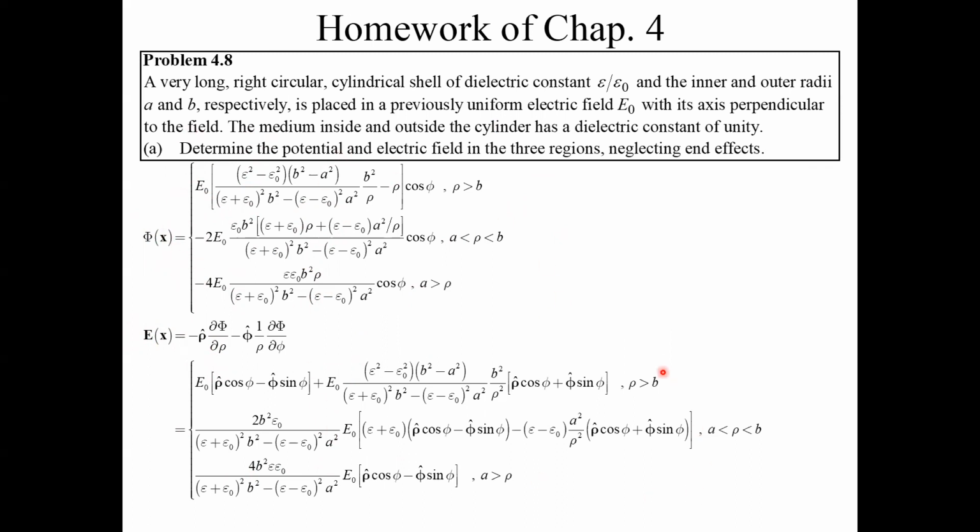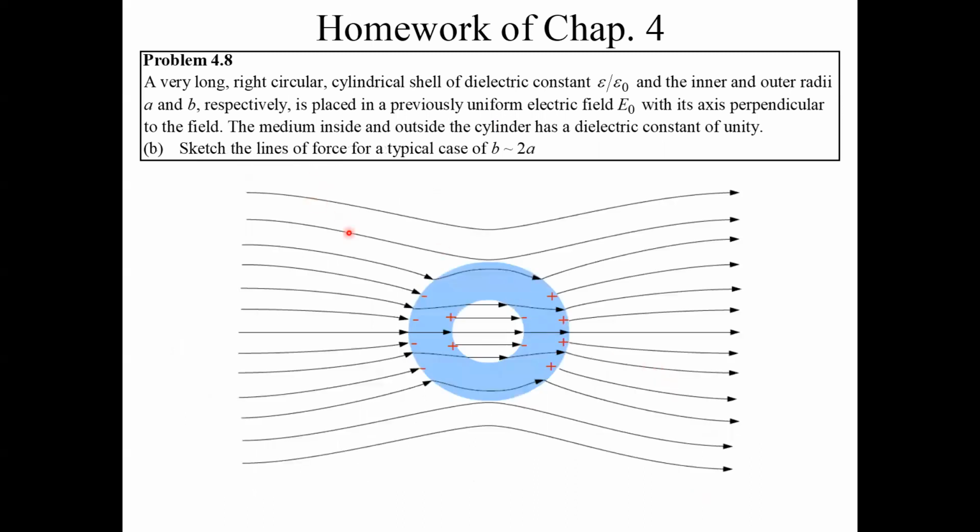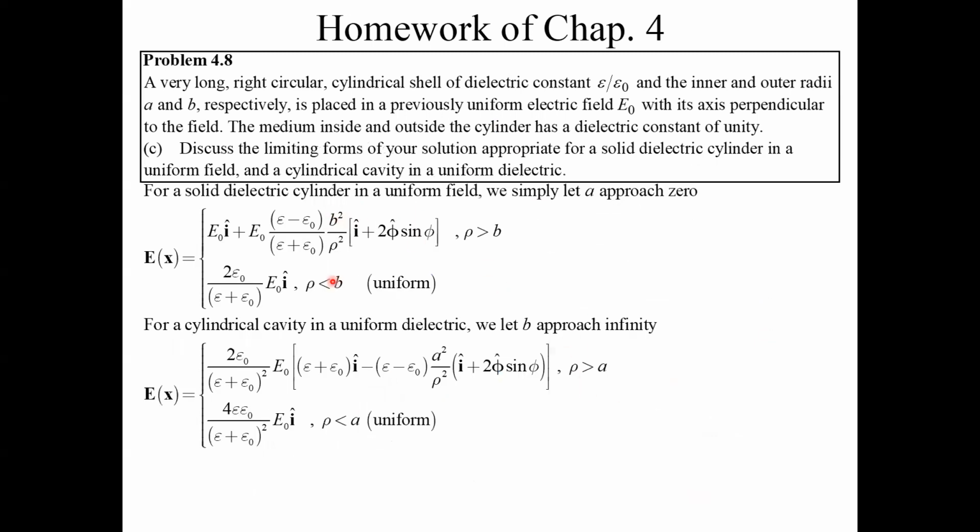And for part B, we sketch the lines for the case b equals 2 times a. So we have a line plot like this, okay? And for part C, discuss the limiting forms of your solution appropriate for a solid dielectric cylinder in a uniform field and a cylindrical cavity in a uniform dielectric.